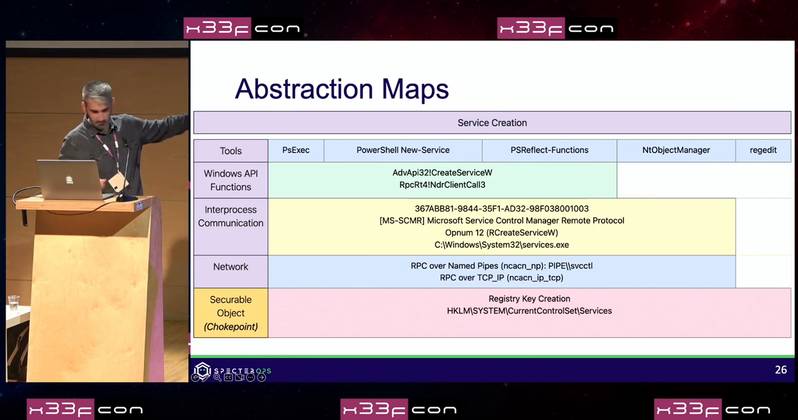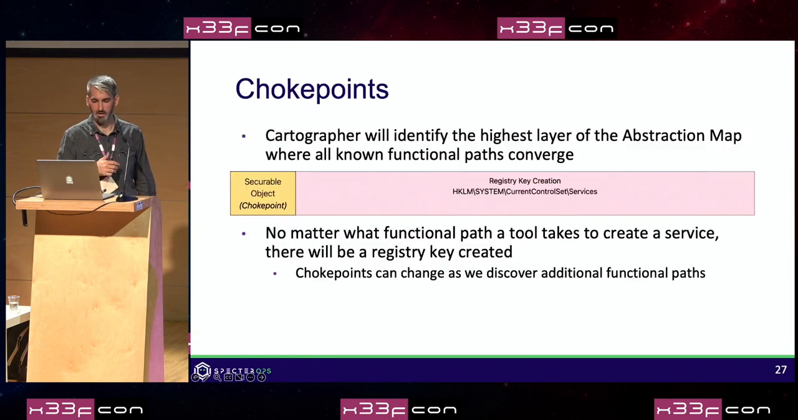And you may notice this choke point highlighted on the bottom layer here. I use this to identify essentially the highest layer of an abstraction map where all known functional paths converge. So no matter how I want to create a service, I'm going to end up creating a registry key.